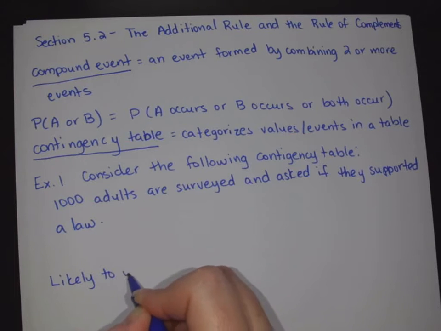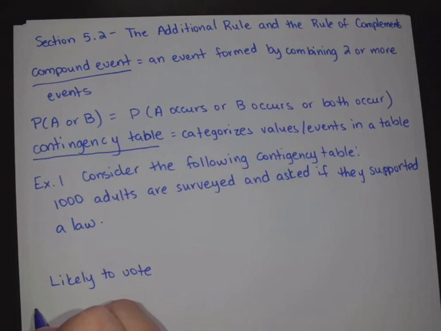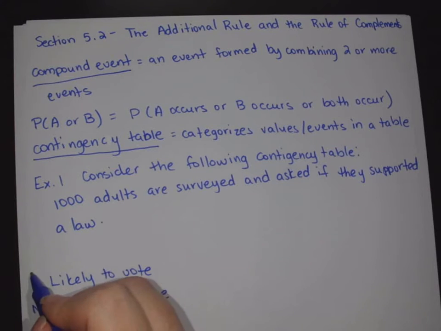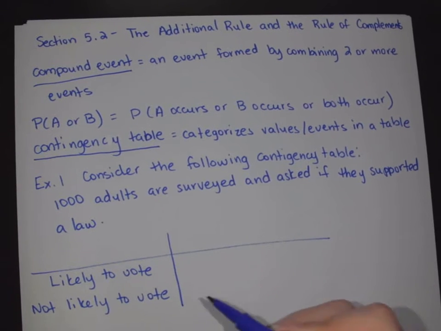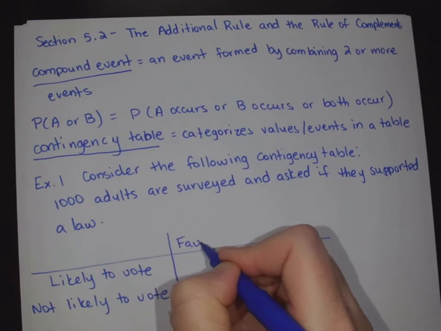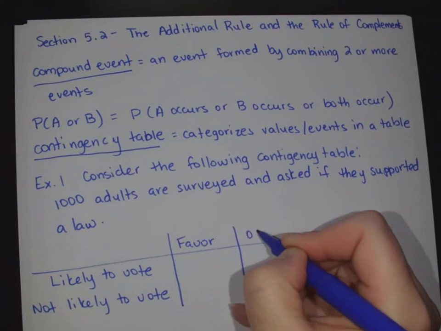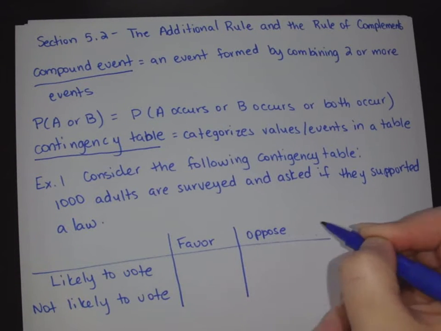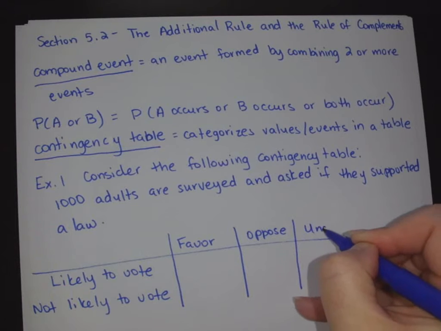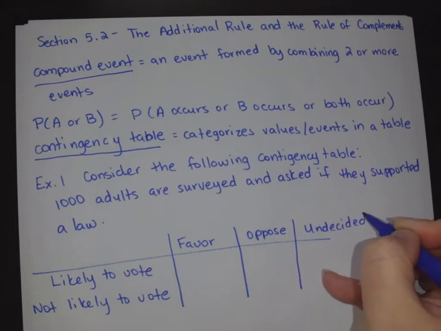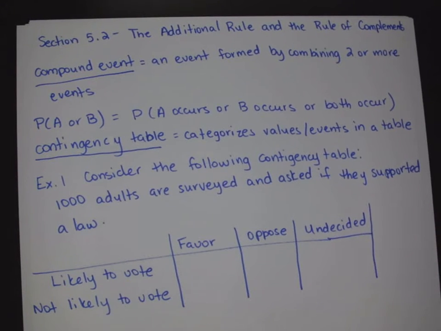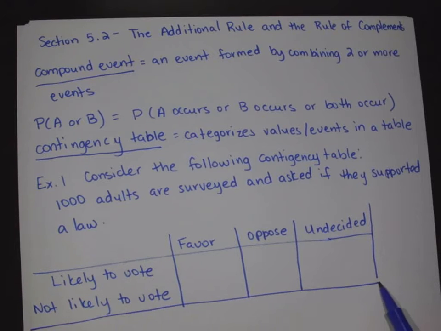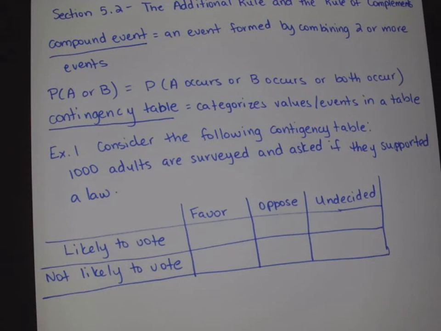So we're going to split up these people into likely to vote and not likely to vote. But then we're also going to track whether they favor this new law, whether they oppose it, or whether they're just not sure yet. They're undecided. So use your notebook paper to make pretty lines, prettier than the ones I'm making. But we're going to list all the people in these categories.